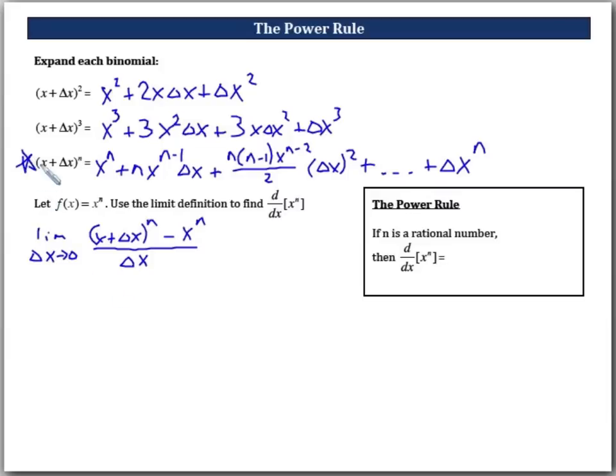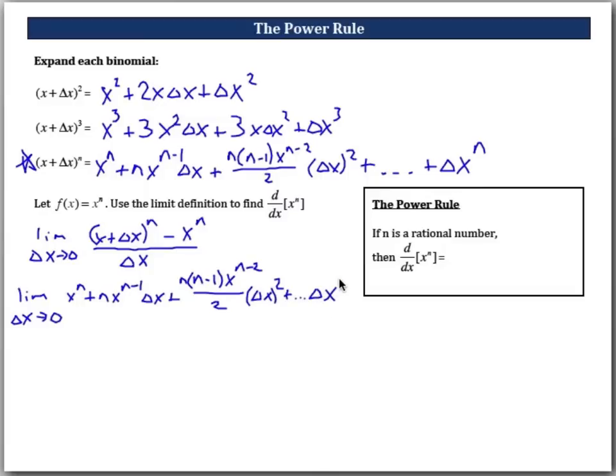All right, now we've already done this expansion up here, so we're just going to rewrite this entire thing for x plus delta x to the nth power. So we have the limit as delta x goes to 0. We have x to the nth plus n x to the n minus 1 delta x plus n times n minus 1 x to the n minus 2 over 2 delta x squared. And that continues on until we get to delta x to the nth power. And don't forget, we still have this minus f of x, so minus x to the nth. And this is all over delta x.